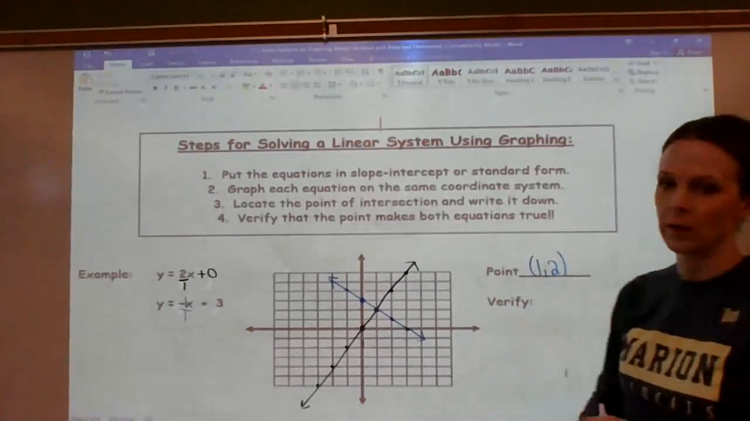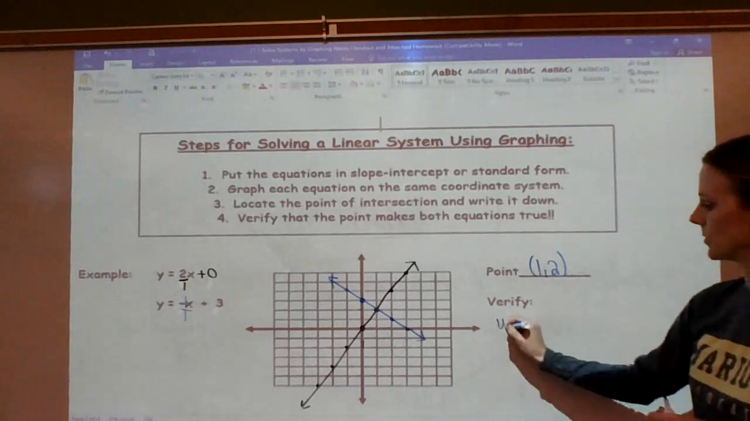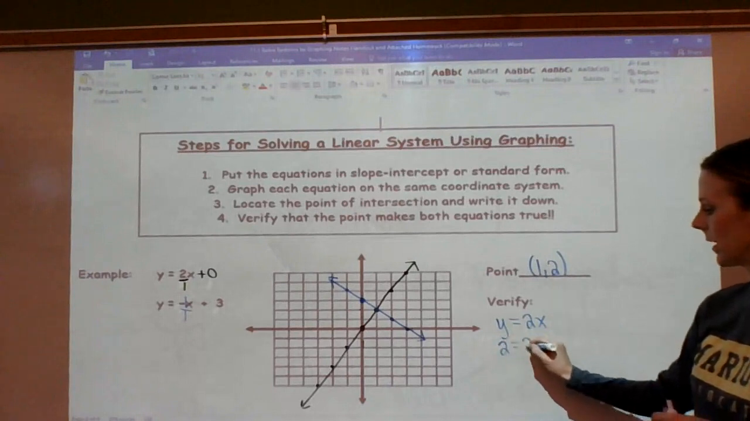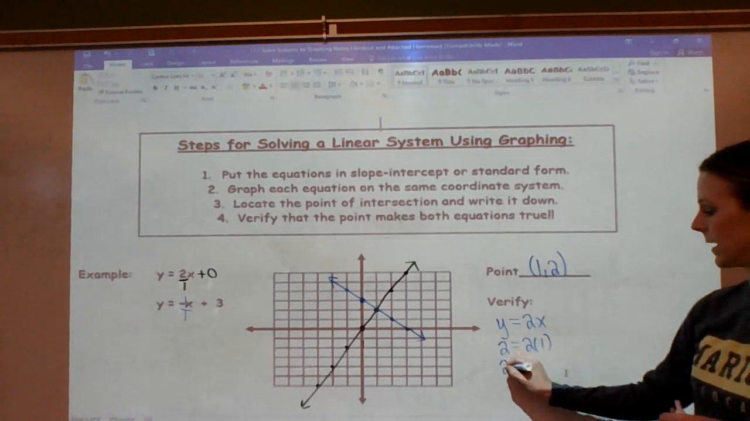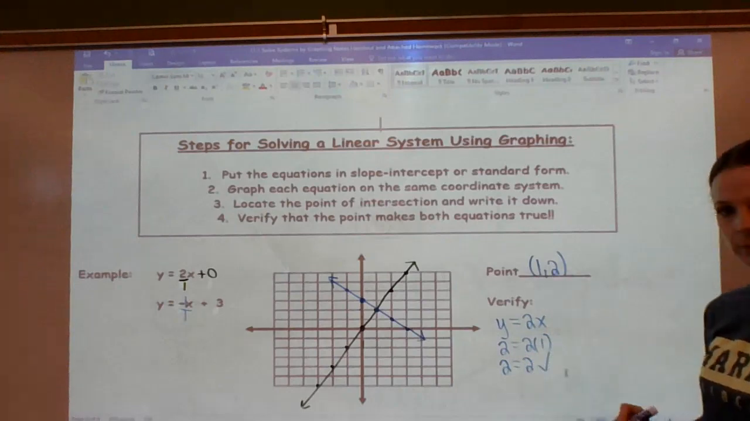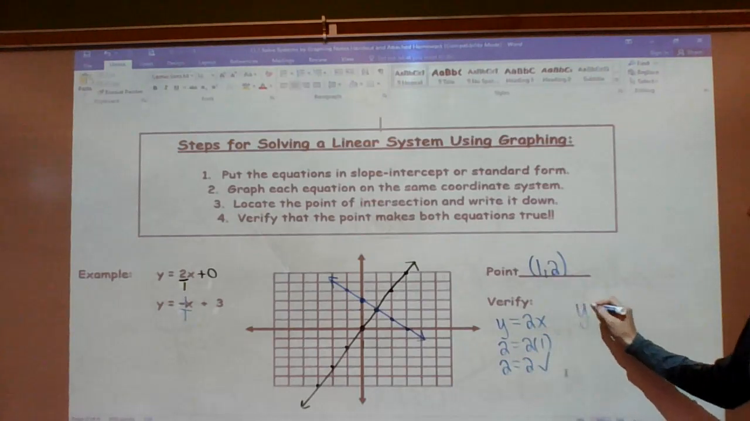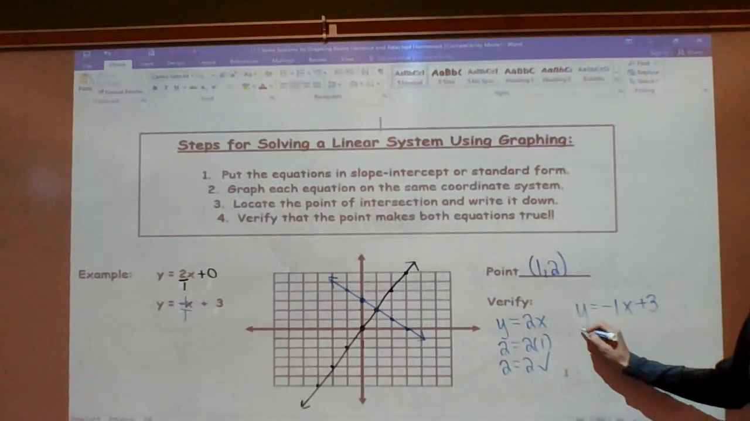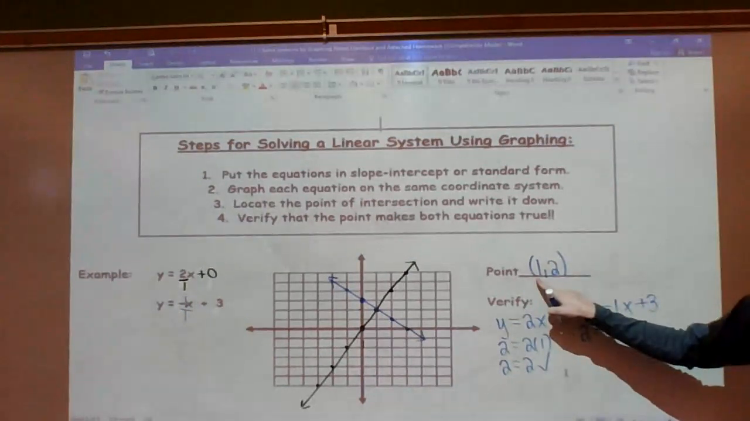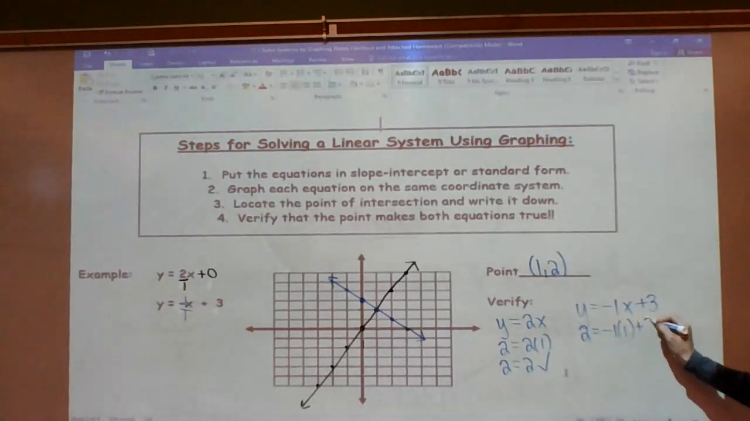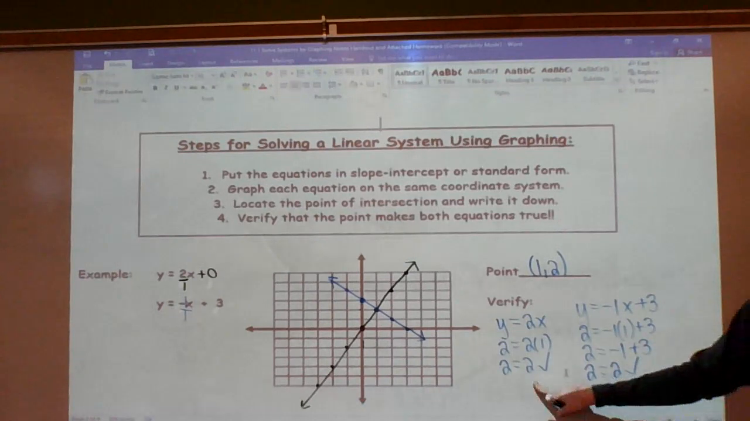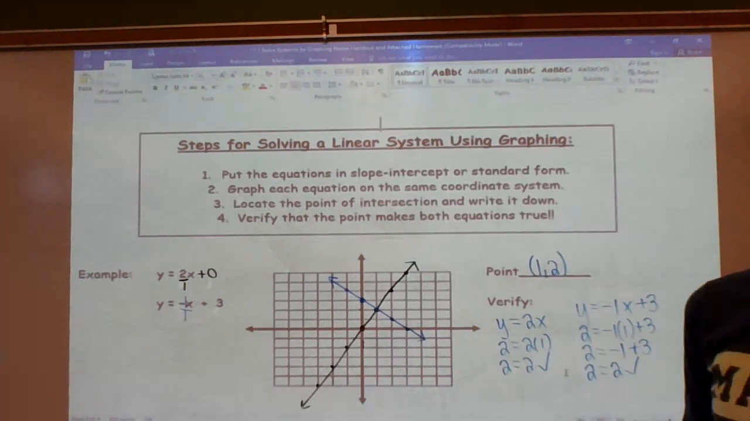Right? Now, if I want to verify it, I'm going to plug it back into each one of those equations. So I'm going to say y equals 2x. So our y is 2. Our x is 1. And that gives me a true statement. If I plug it into the other equation where it was y equals -1x plus 3, plugging in my 2 and plugging in my 1, this gives me -1 plus 3, which is 2. And so I can verify that it is algebraically a solution.